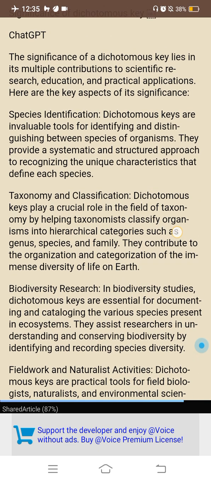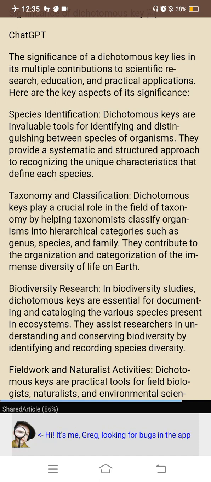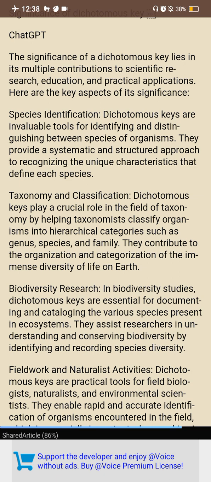The significance of dichotomous key lies in its multiple contributions to scientific research, education, and practical applications. Here are key concepts and its significance. Species identification. Dichotomous keys are invaluable tools for classifying and distinguishing between species of organisms.